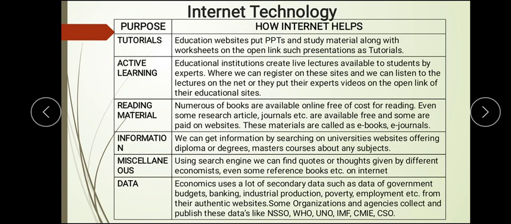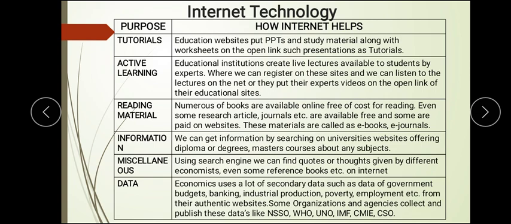Then after, information. What information can you get? Like different universities' websites, you can go and find out how the process of teaching is going on, and what degrees and master courses are available, by simple searching on Google or on different university sites, for getting knowledge of economics.